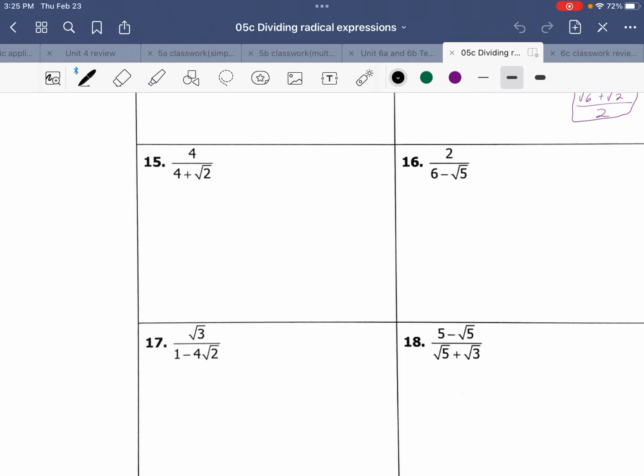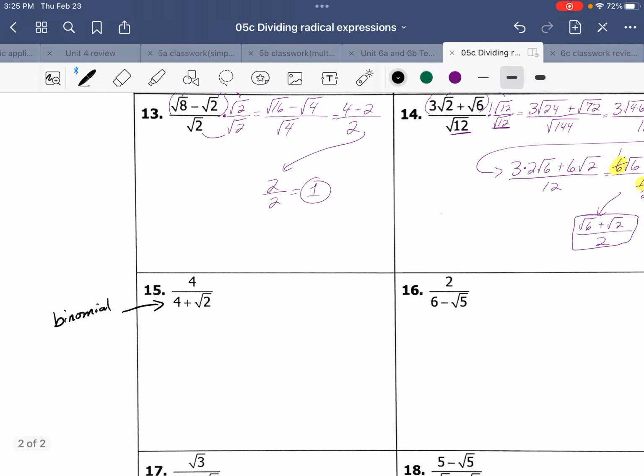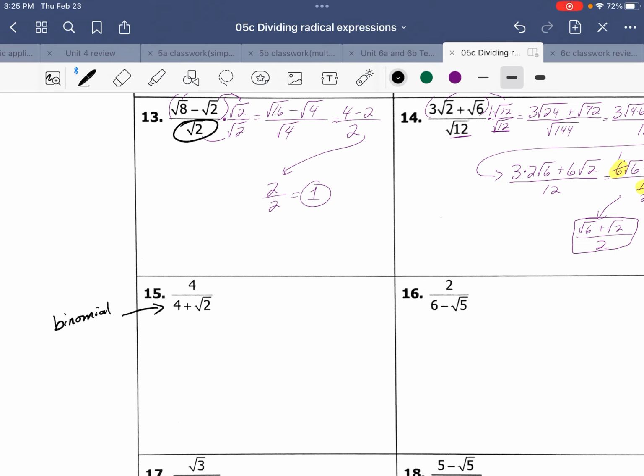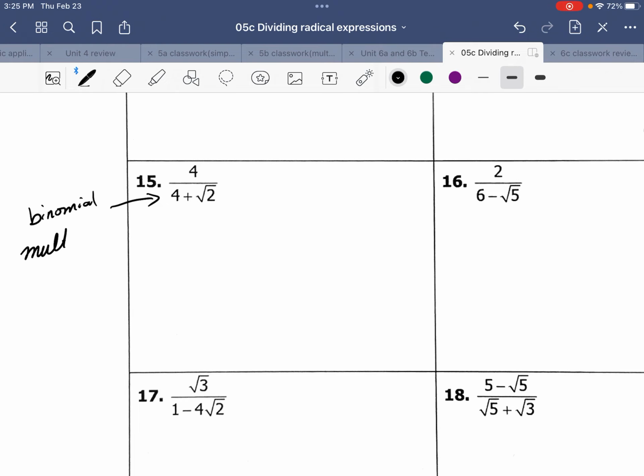Welcome to the last series of dividing. So dividing, now we're working with binomial denominators. There are two terms there. With binomial denominators, we cannot do the same thing as we did up here with monomial denominators when it comes to simplifying. But now what we need to do is you multiply by the conjugate, it's called.